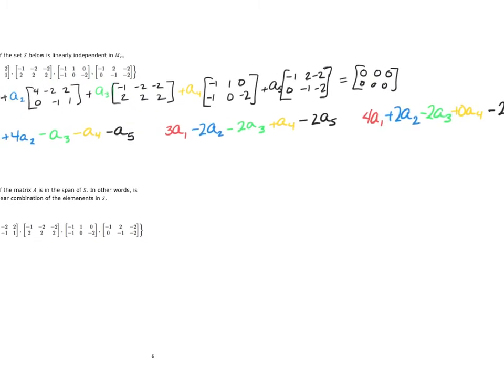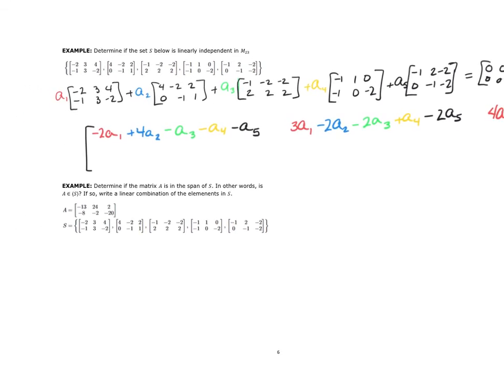Okay, so now I'm going to do my second row, first position: minus A1 plus 0A2 plus 2A3 minus A4 plus 0A5.